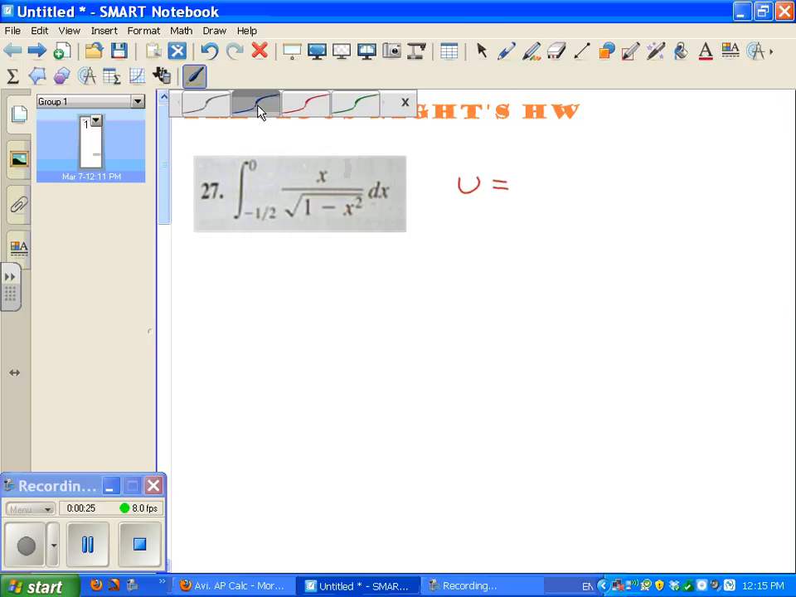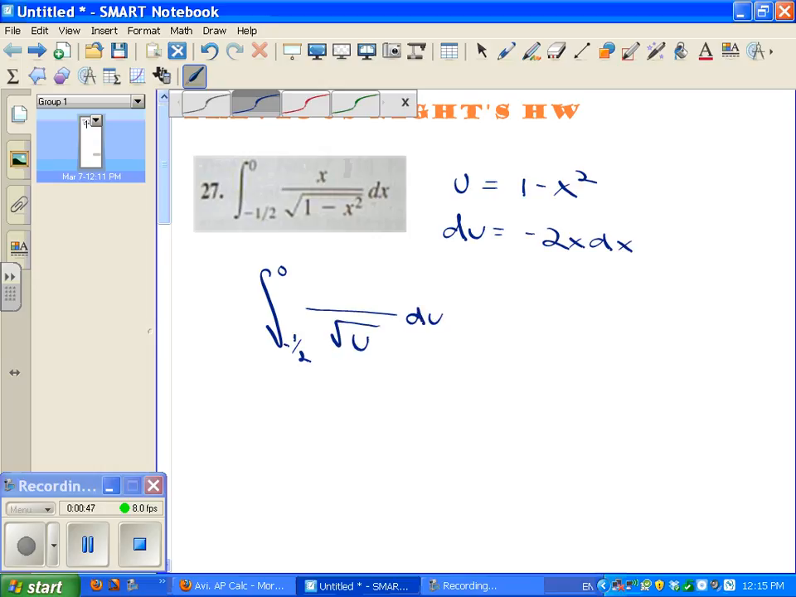Let U be, we're going to let that be 1 minus x squared. So du is going to be negative 2x dx. Right, so that means that down here I'm going to have the square root of u, and then if I put a du out here, that's going to take care of my x and my dx, but I've introduced a negative 2 that I wish wasn't there, so I'm going to have to put a negative 1/2 in order to compensate.